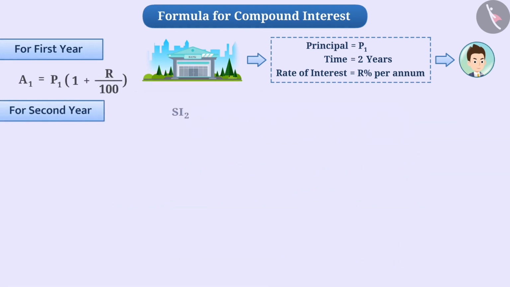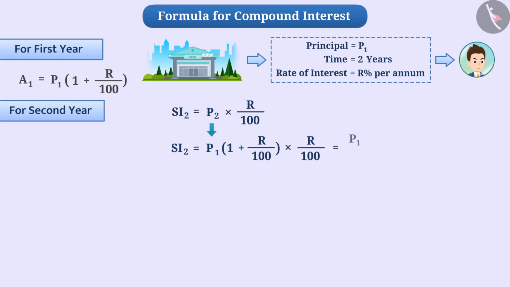For the second year, SI2 is equal to P2 multiplied by R by 100. For P2, we can take P1 into bracket 1 plus R by 100. Therefore, SI2 is equal to P1 into bracket 1 plus R by 100 multiplied by R by 100. Along with this, we get SI2 is equal to P1R by 100 multiplied by 1 plus R by 100.